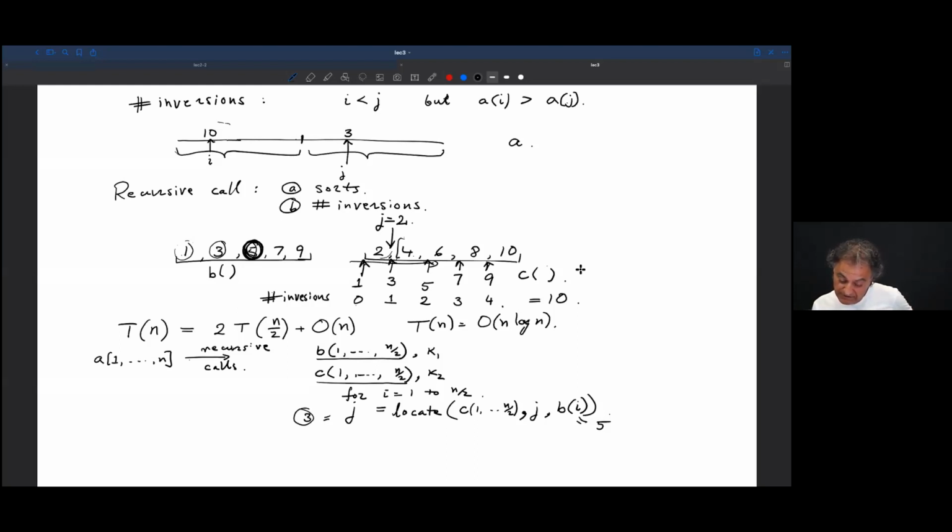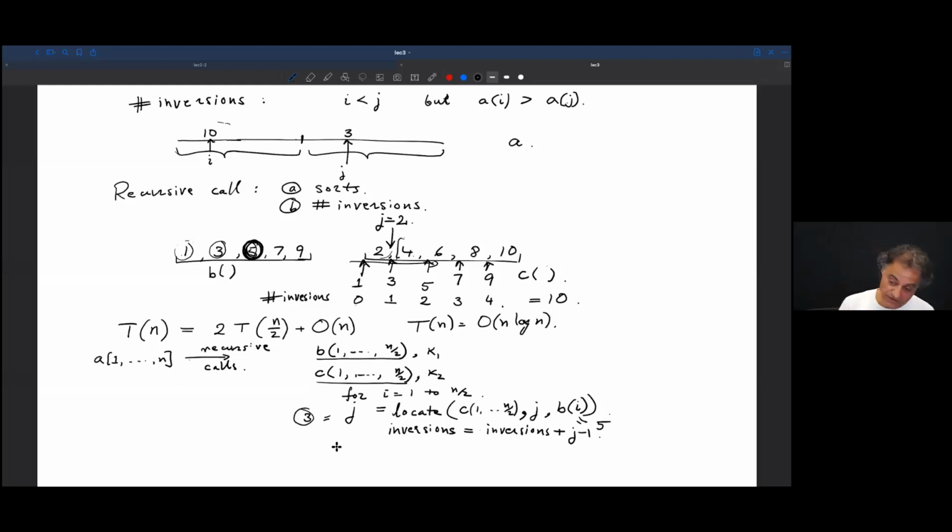And then each time we do this, we set the number of inversions to number of inversions plus j minus 1. It's everything to the left, which is an inversion. Once we are done with all this, we can just output the number of inversions. So that's an algorithm that takes n log n steps.